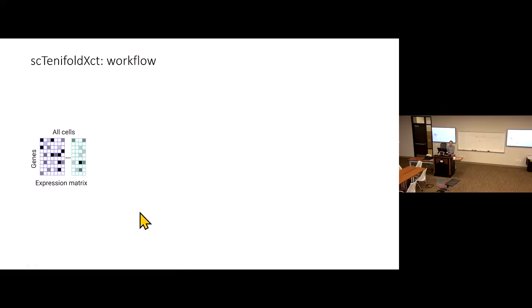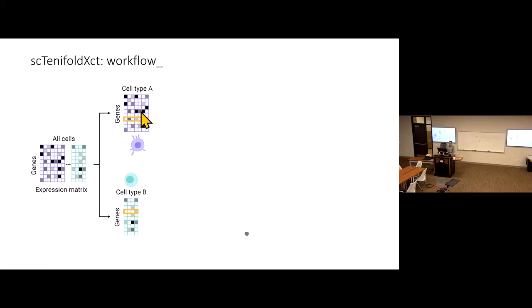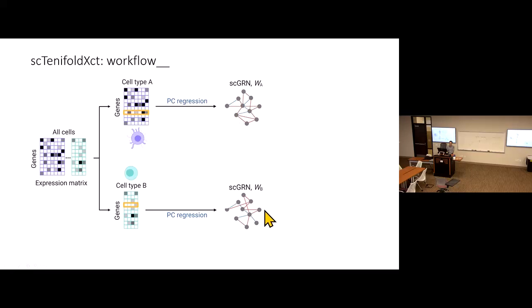So we start with the expression matrix, then we have to annotate it. We found two types of cells. One is this purple and another is green. These are the cell types we want to study. So we separate them, and for each of the sub-matrices, we can build a gene regulatory network. So we look at the correlation between genes. These two networks will be almost the same because they contain all the genes shared by the cell types. The method we use is called PC regression.